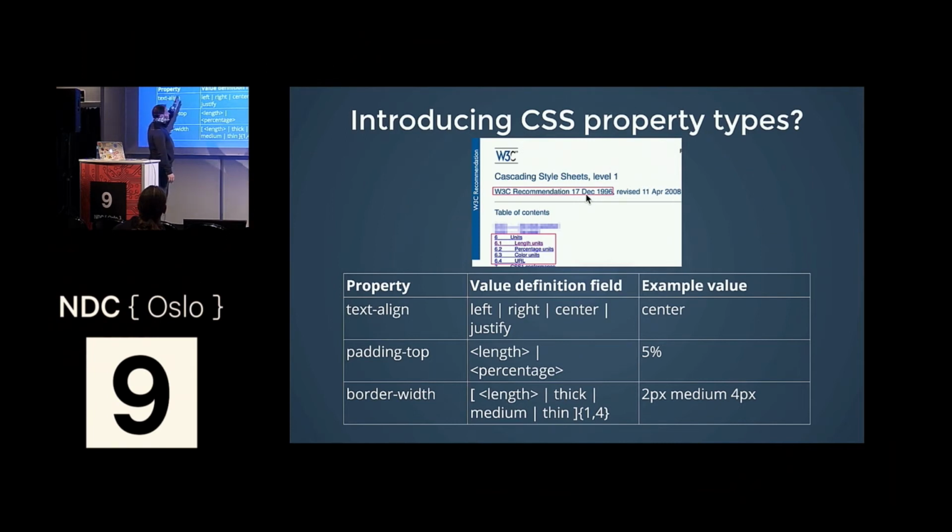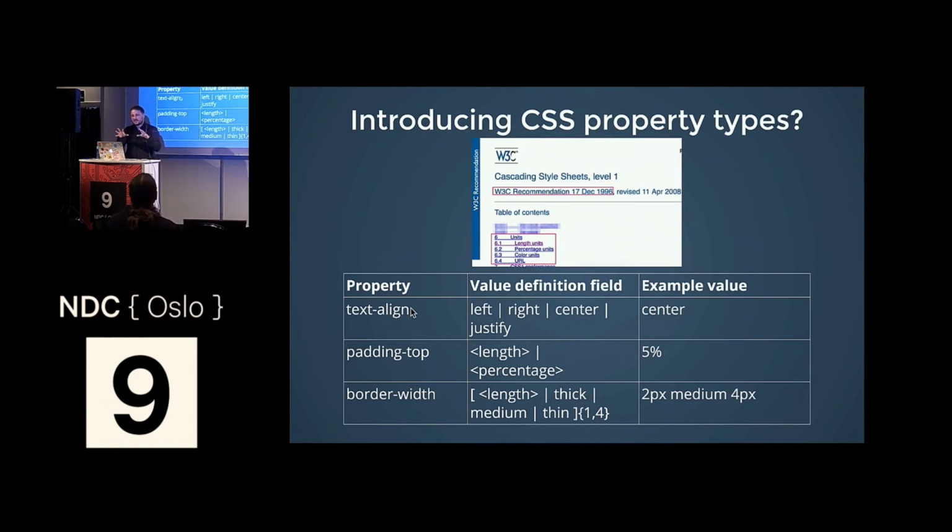First level of cascading style sheets, and you see, actually, it's already there. Units, length units, percentage units, colors, URL. So actually, it was invented, oh my God, many years ago. So, in general, let's take a look.